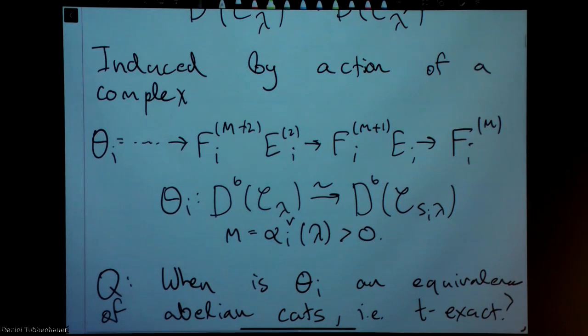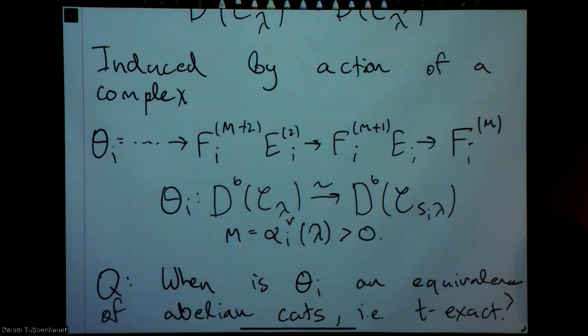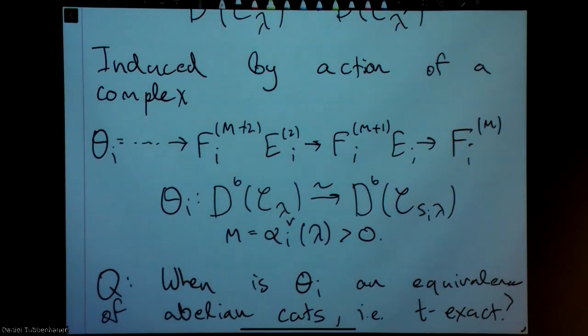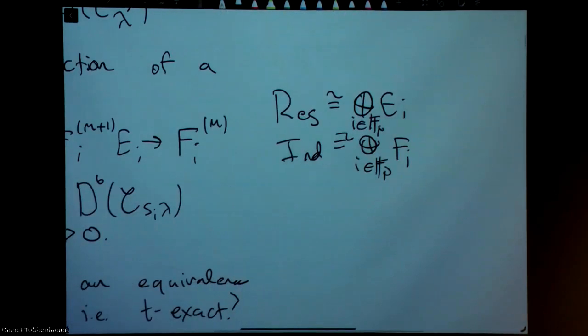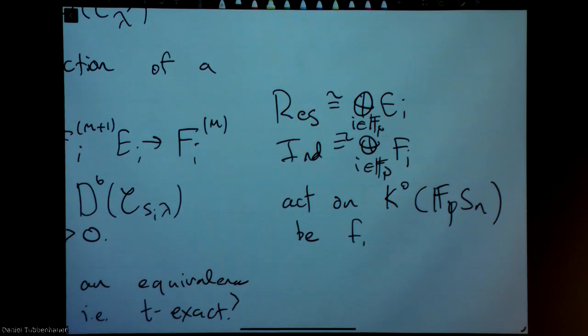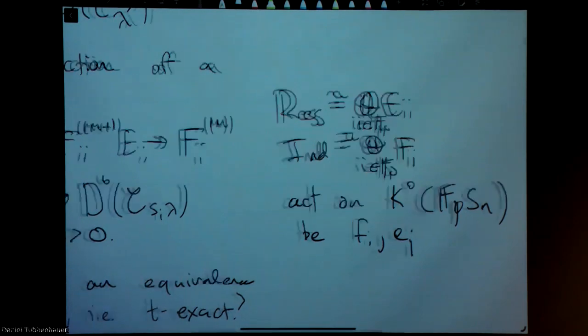All right. So I write down a complex that's built out of induction and restriction. Exactly what these functors are is not going to matter very much. The only thing that's important about them is that they act on the Grothendieck group by the Chevalley generators of the affine sl_e, the usual Chevalley generators acting as a representation.